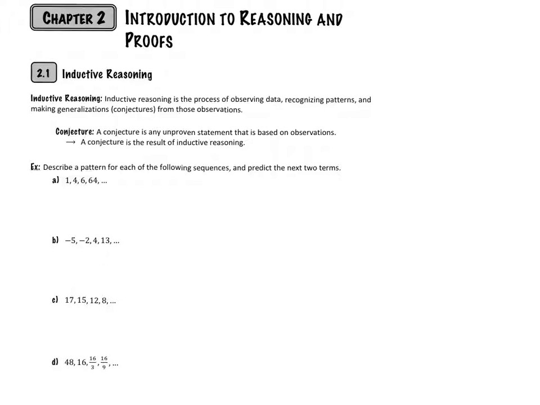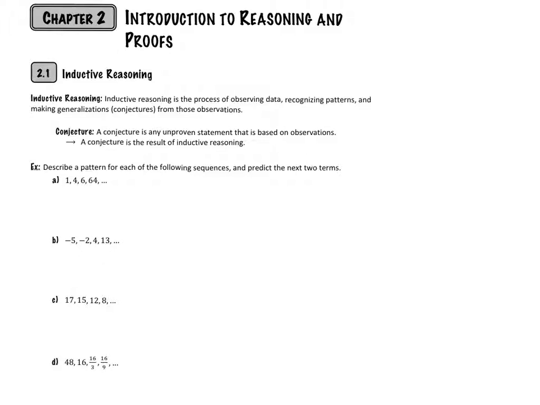Chapter 2 is all about reasoning and proofs. In English, we use the word reasoning to talk about our evidence that we use to make an argument. And that's very much the same here. So there are two types of reasoning, inductive and deductive. Section 2.1 focuses on inductive reasoning.